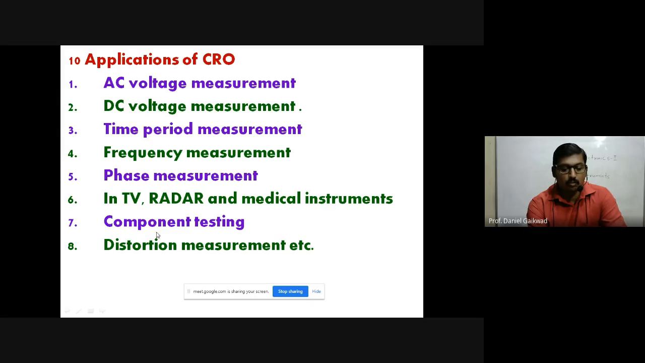Now number 7, component testing. For component testing we also use the CRO, compared with the ideal condition. Next, number 8, distortion measurement. Signal distortion can be measured with the help of CRO, because it displays the waveform directly. Any type of waveform signal can be displayed directly, and by studying that waveform we can easily find how much distortion or disturbance there is in the signal.